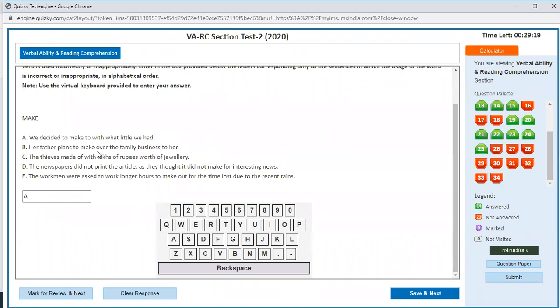Make over the family. Okay, the thieves. I'm a little confused about B, but I'm not getting this feeling that this is absolutely wrong. I've heard this phrasal verb, to make over the family business to her. I'm not sure, but it seems right. But let's go to C. The thieves made off with lakhs of rupees worth of jewelry. Made off नहीं होगा, made OFF होगा. C is definitely incorrect. The newspapers did not print the article as they thought it did not make for interesting news. Okay, this is fine.